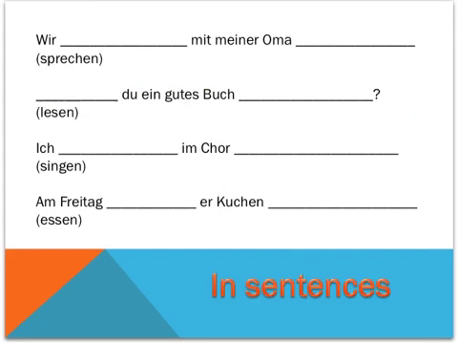So let's have a look at a few examples. Okay, so these examples. Wir something mit meiner Oma something. And we're using the verb sprechen, to speak. So as always, we need a form of haben. And the one that goes with wir is simply haben. And the past participle of sprechen goes at the end. And the past participle is gesprochen. GE at the beginning, EN at the end, and the irregular stem in the centre.